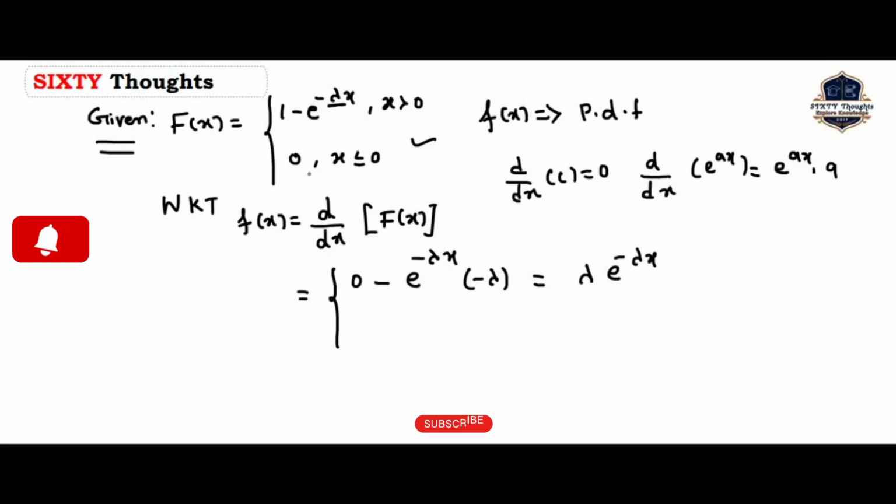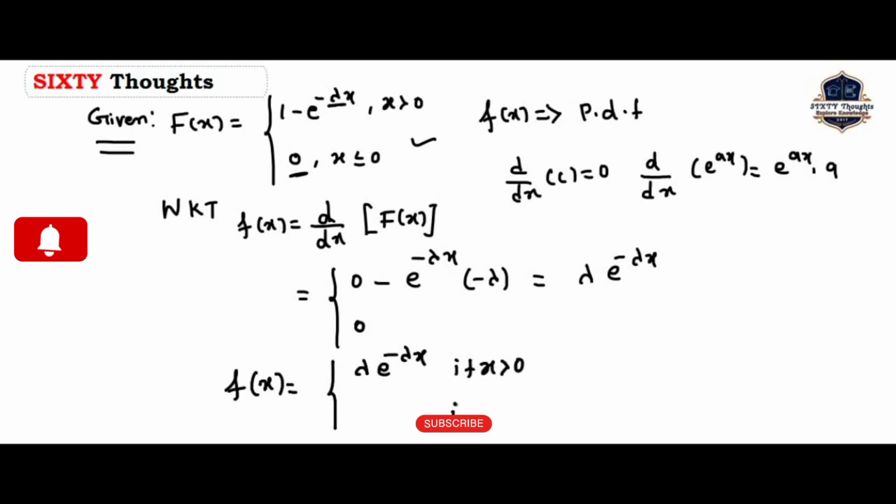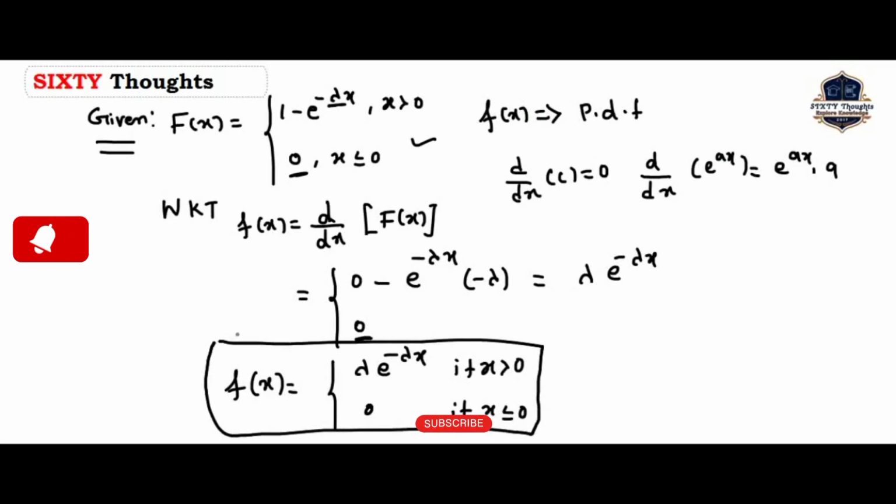Coming to the second one, capital F of x value is 0. So when you differentiate a constant, you always get 0. Therefore, we can write the probability density function small f is equal to, the first interval, lambda e power minus lambda x if x greater than 0. If x less than or equal to 0, the small f of x value is 0. So therefore, this is called the probability density function of the given cumulative distribution function.